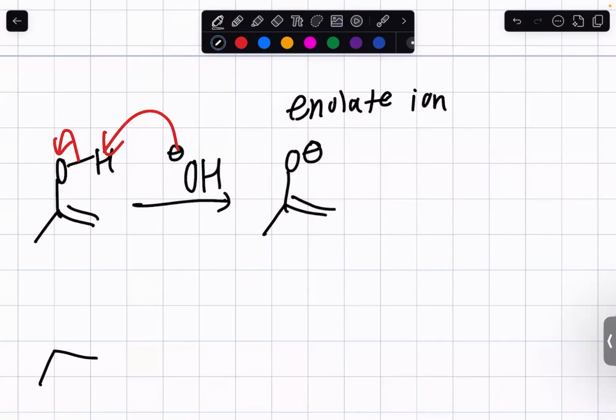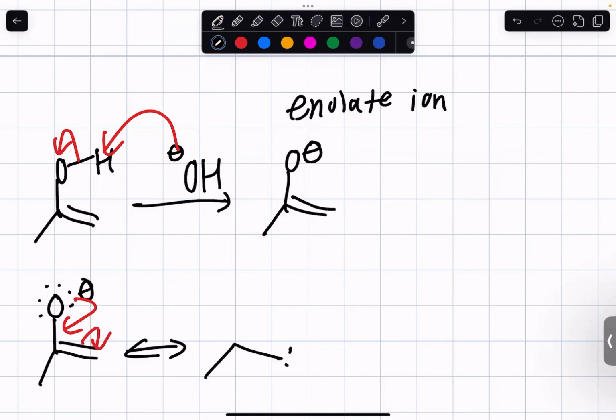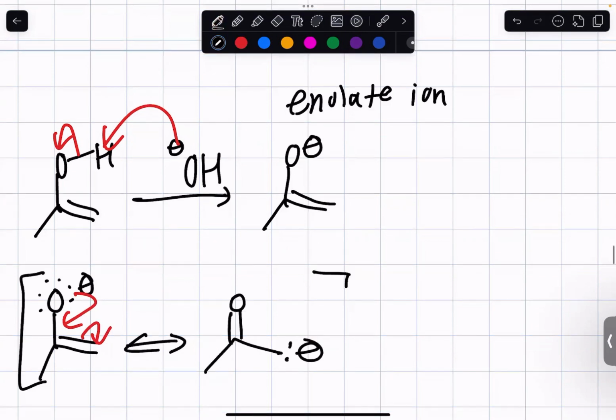So let me show you the resonance structure of this before we move on. We could push one of the pairs of electrons down to make a double bond there and create the carbonyl, and push that double bond over to create a negative charge on that carbon right there. Right? We maintain the negative charge overall, right? Negative charge here and negative charge here.